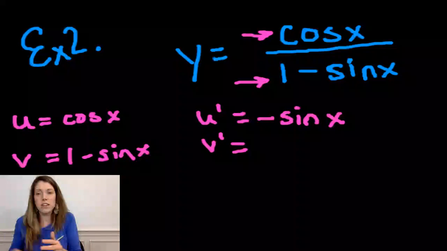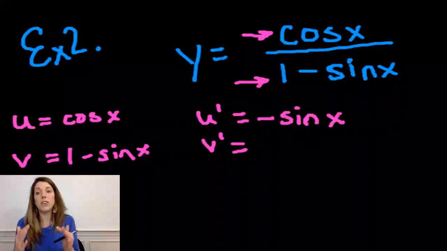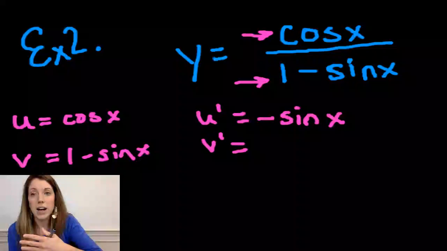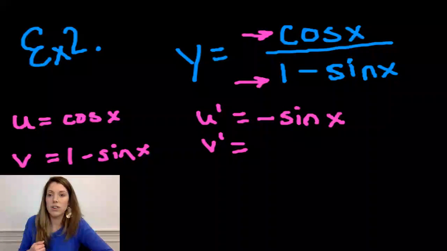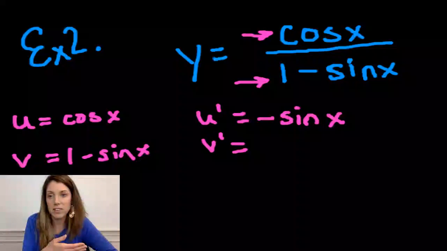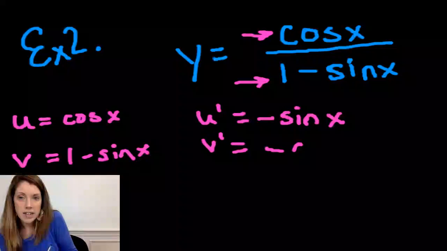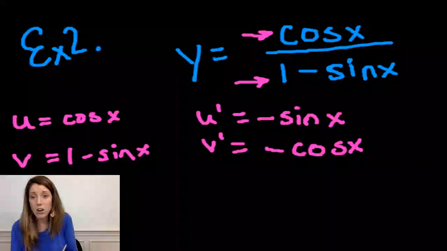So let's ignore the negative. We know the derivative of sine is cosine. Therefore, the derivative of negative sine would be negative cosine, because we know that the way that derivatives work, we can pass that negative on. If we had 2 sine of x, the derivative would be 2 cosine of x. So if we have negative 1 sine of x, then our derivative is negative cosine of x. Okay, now we have all of our information.